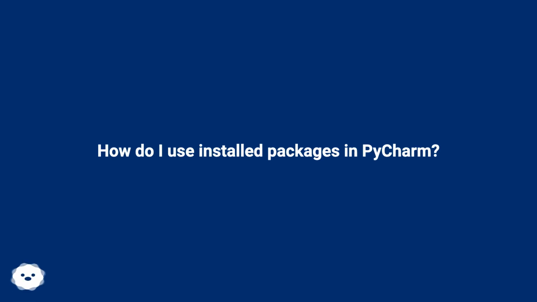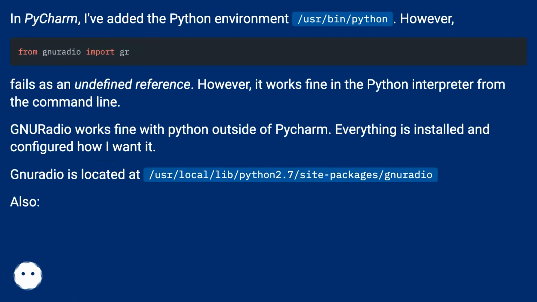How do I use installed packages in PyCharm? In PyCharm, I've added the Python environment /usr/bin/python. However, it fails as an undefined reference. However, it works fine in the Python interpreter from the command line.